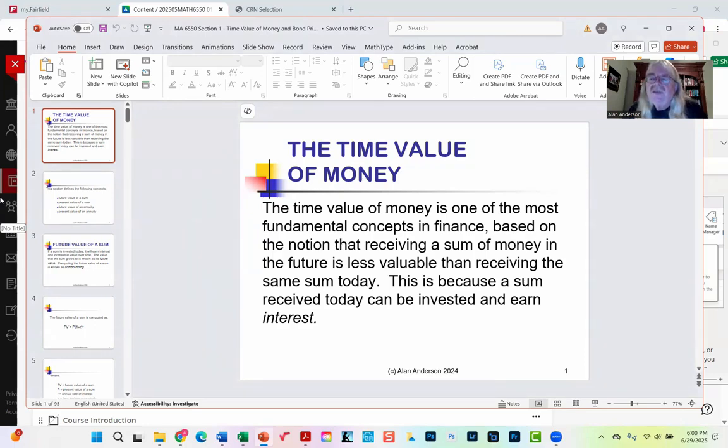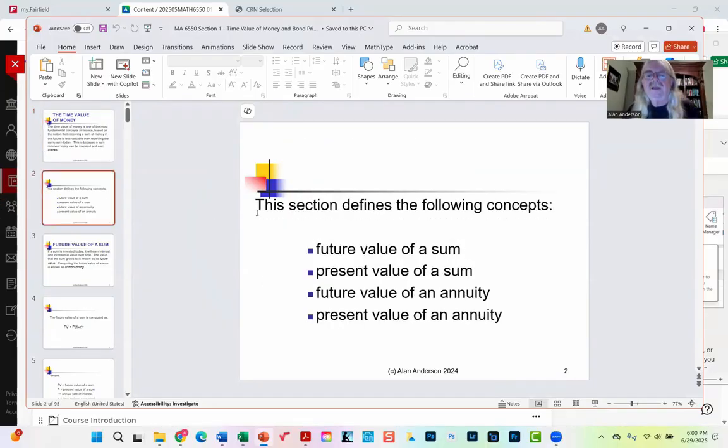So interest is what's going to determine how valuable a cash flow received in the future is. The time value of money will help us understand how to compare the cash flows received at different points in time. So we're going to have four basic concepts here. The future value of a sum, which means a one-time only payment. The present value of a sum, again, a one-time only payment. The future value of an annuity, which is a repeated series of equal cash flows. And the present value of an annuity, okay.